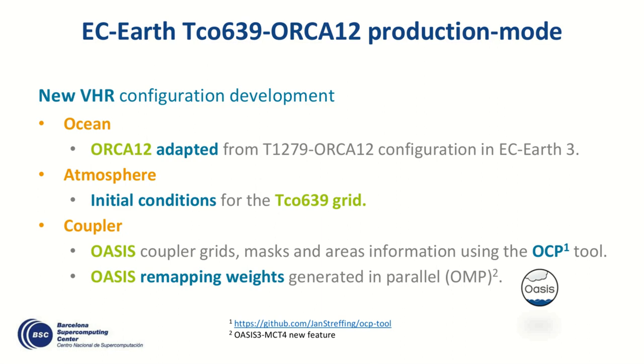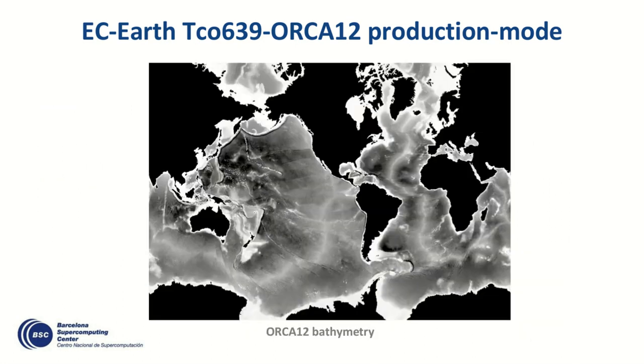It's good that there is a tool that helps us to create the coupler grids, masks, and areas, using a new feature in OASIS, which allows us to generate the remapping weights in parallel. This task that was practically taking days is now taking only a few hours to generate all the remapping weights to interchange the information between both grids.